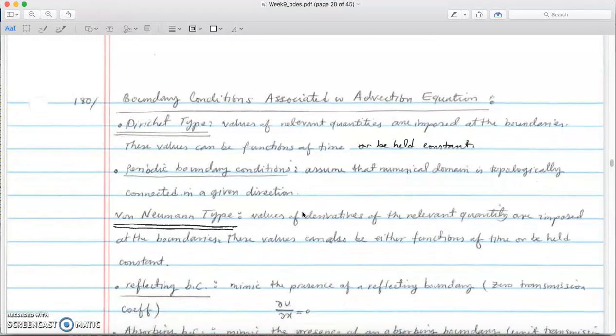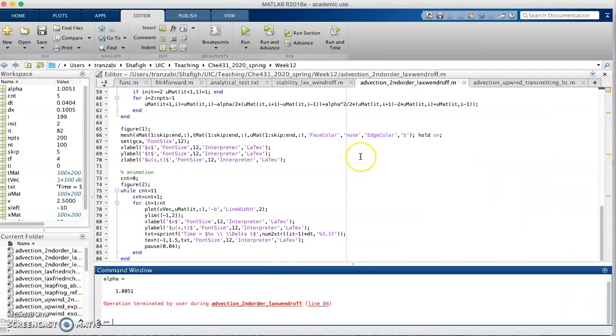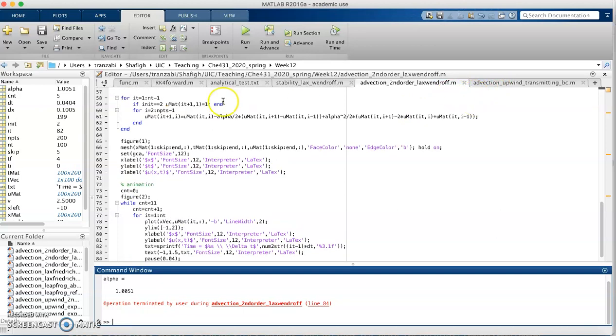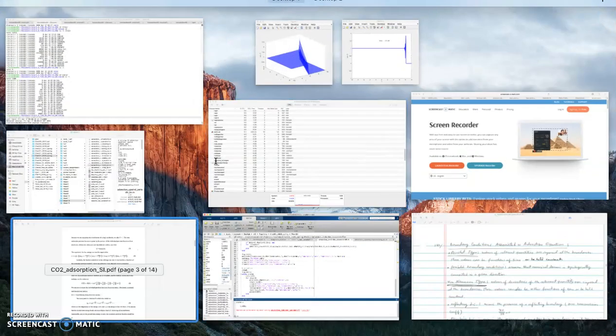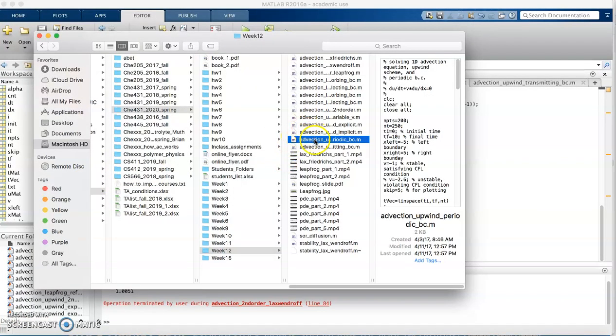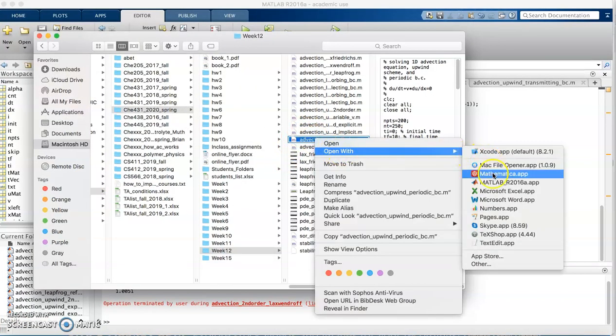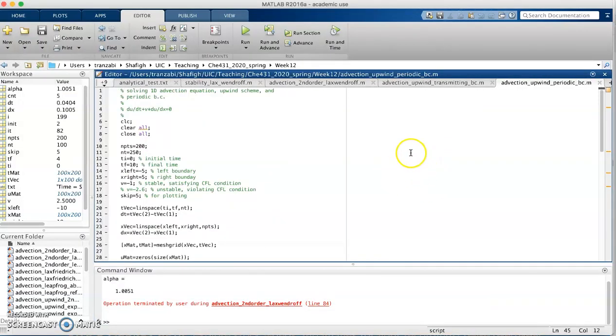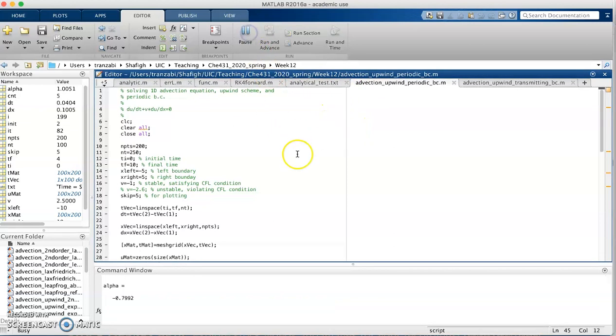So let me show you one example of periodic boundary condition using upwind. This code is on Blackboard, so you can go ahead and download and use it. So for periodic boundary conditions using upwind, to upload this file. Alright, so this is upwind using boundary conditions. Okay, so let me run that and see what happens.